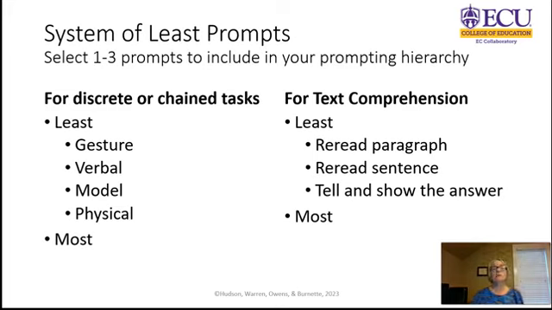The system of least prompts is also very effective in teaching text comprehension. The prompts in the hierarchy include the text that the student is reading. The least prompt is rereading a selection of the paragraph of the text again. If students need more help, the sentence with the correct answer is read again. And finally, if more help is still needed, the controlling prompt is delivered by telling and showing the student the correct answer. The controlling prompt in the hierarchy is the prompt that ensures the student says the correct answer.